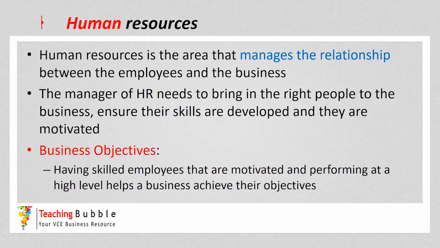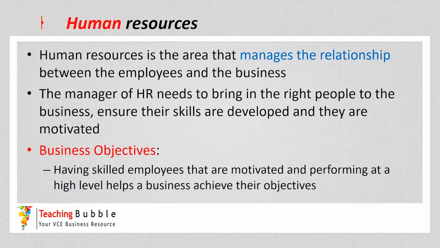So having highly skilled employees that are motivated, satisfied in their work and performing at a really high level is going to help the business achieve all their objectives, because remember, the employees are the ones essentially that are doing all the work to achieve their objectives. So managing them well and ensuring they're in the right places, highly skilled, highly motivated, is going to help the business achieve their objectives.